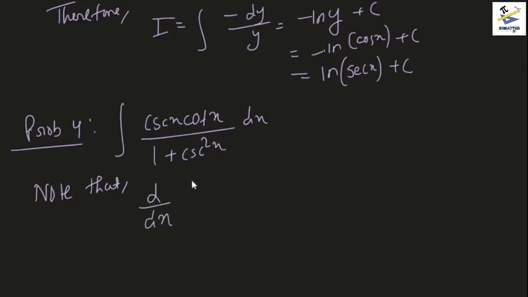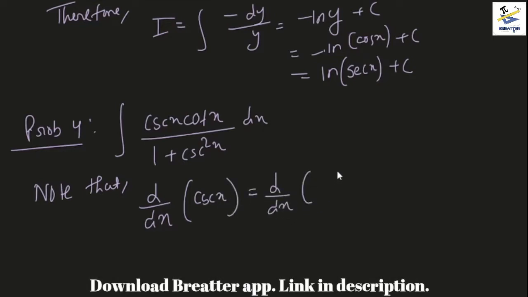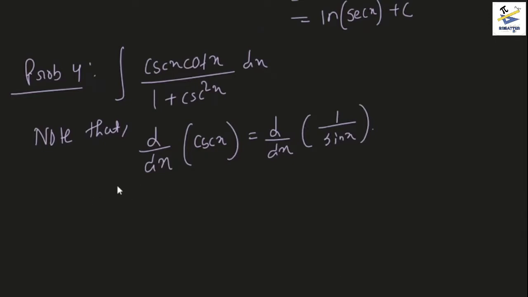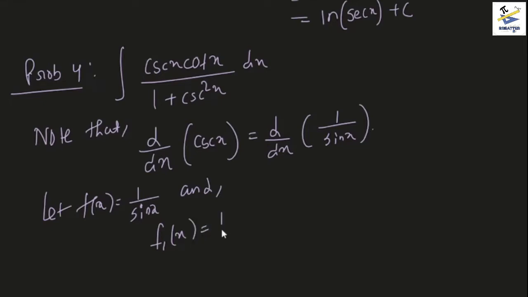d/dx of cosec x is equal to d/dx of 1 by sin x, right? So if we were to find out the derivative of 1 by sin x, let us do what we have done a few lectures before when we were learning derivatives. Let f of x equal 1 by sin x, and we define two dummy functions. One of them is 1 by x and the next one of them is sin x.